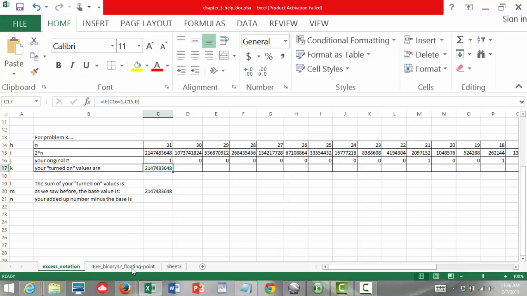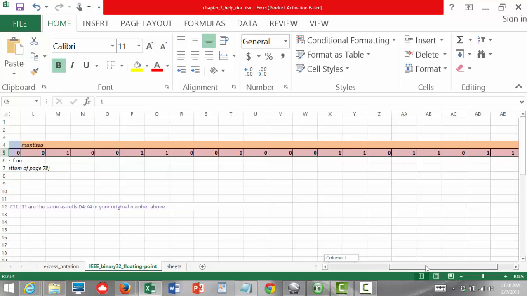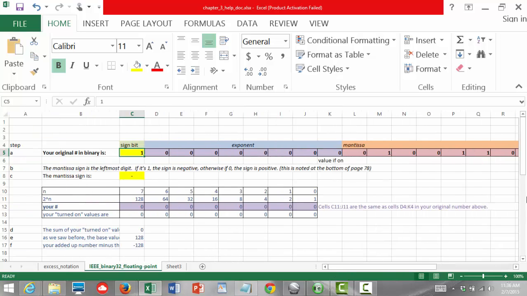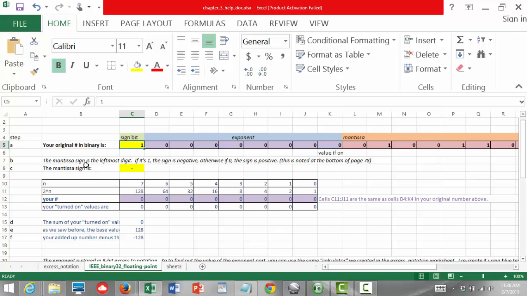Now let's look also really quickly at the 32-bit floating point notation. Right here in row 5 is the original 32-bit binary number that you were asked to interpret. You can just go from top to bottom and interpret this. The mantissa sign is the left foremost digit. If it's a 1, the sign is negative, otherwise it's 0 and the sign is positive. This is all out of the book, noted at the bottom of page 78.